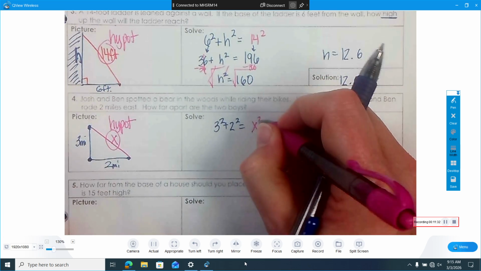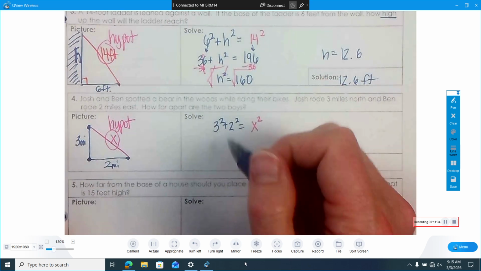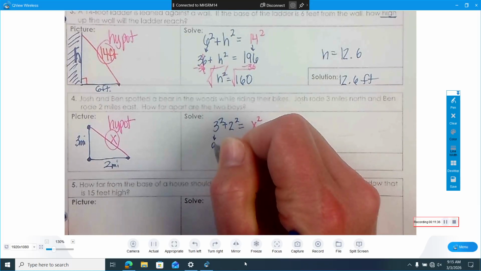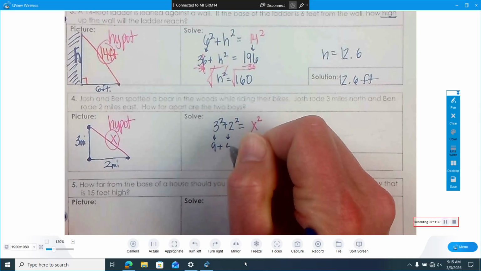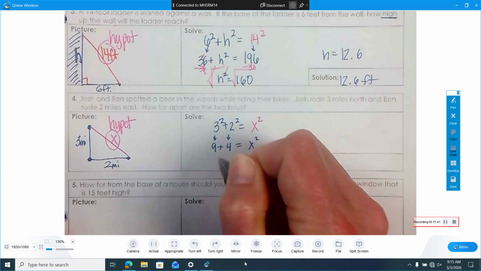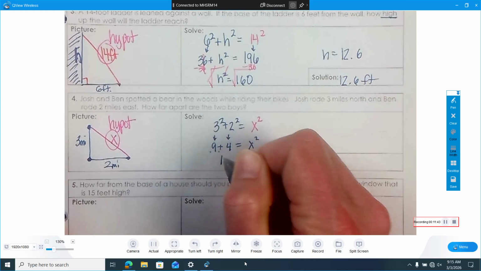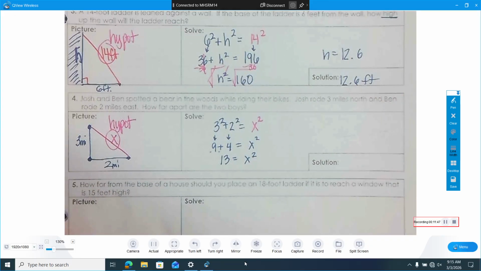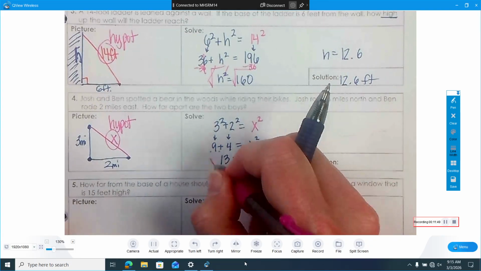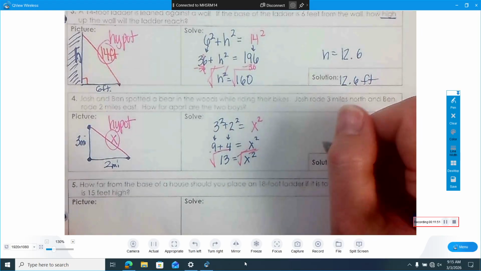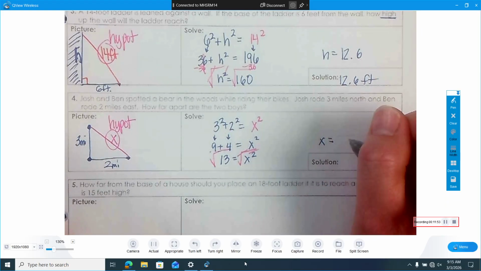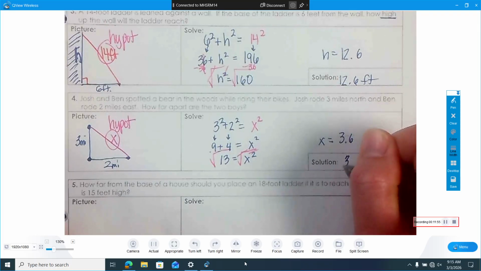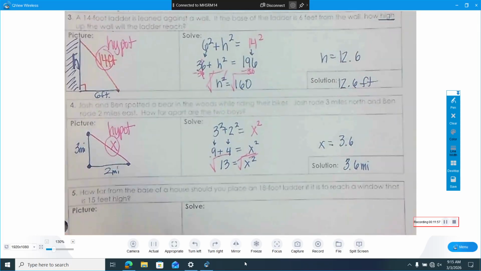3 squared plus 2 squared equals X squared. Beautiful. All right, what is 3 squared? 9. What is 2 squared? 4. And 9 plus 4 is 13. And so how do we get X by itself? Square root. So we get X equals 3.6, 3.6 miles.